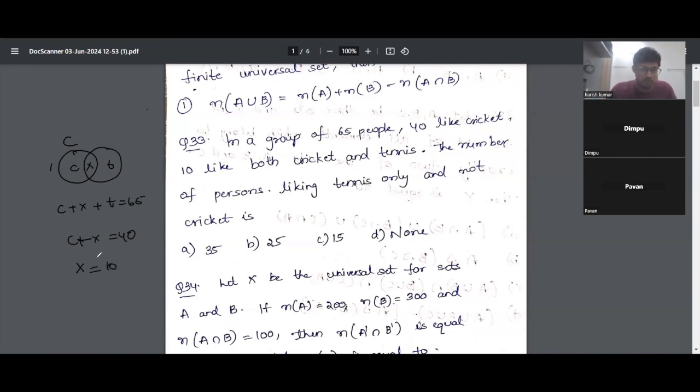Right. So then what will happen? C will become 30 because C plus X is 40, X is 10, so C will be 30 and T will be 25. Now what is being asked? Number of persons liking tennis only and not cricket. That means he is asking only about T. So what is the value of T? It's 25. So that's our answer.